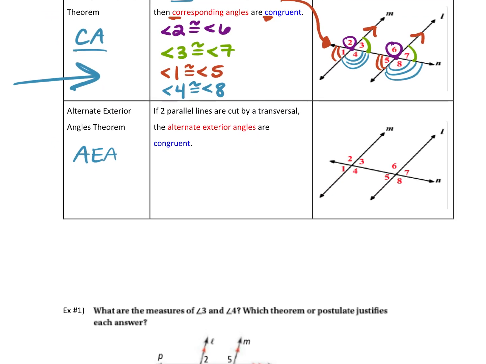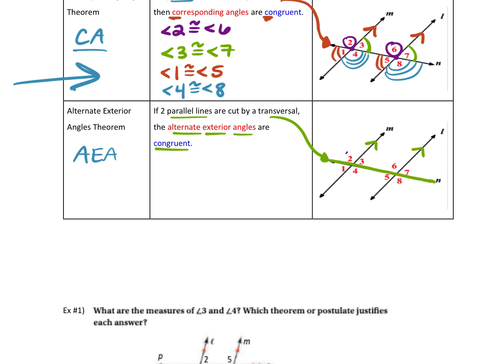Last one, and this is probably the one that shows up the least on quizzes and tests and in the homework and whatnot, but we do see it from time to time. If two parallel lines, here's your parallel lines again, are cut by a transversal, alternate exterior angles will be congruent as well. So this is on opposite sides of the transversal. So here's your transversal, but outside of the parallel lines.